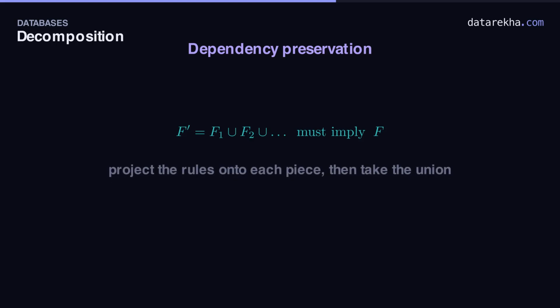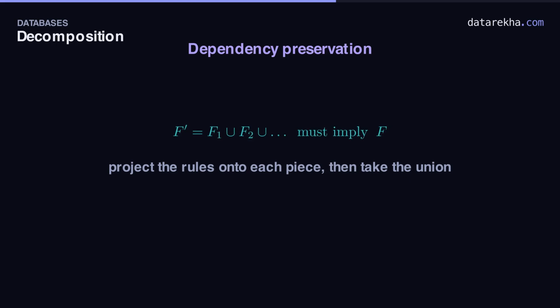A decomposition is dependency preserving if every original rule can be enforced inside a single piece, so the database can police each constraint locally without ever joining tables to check. Take the rules that live entirely inside each piece, pool them together into F prime and ask, does that pool still force every original rule? If yes, the split is dependency preserving. If some rule slips through the cracks, it is not.